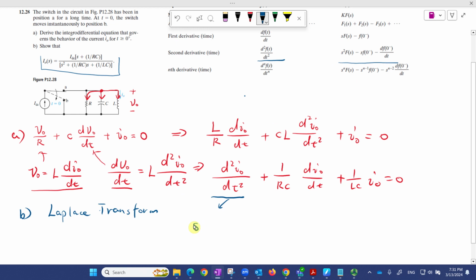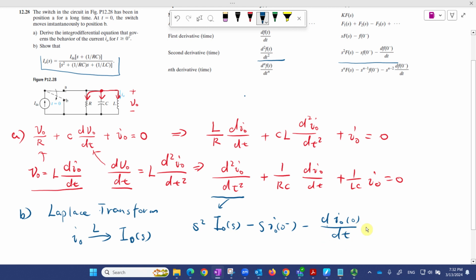I just copy it down here: s squared F(s), minus s f(0), minus f'(0). That means if we take the Laplace transform of this time domain I0, we get I0(s). So we have I0(s), and two more terms, minus s f, where f is I0, and minus df, where I take f to be I0, the derivative of that one.